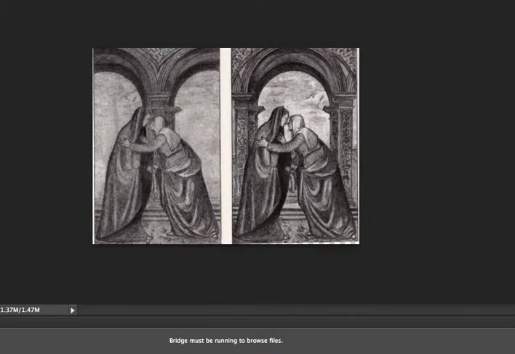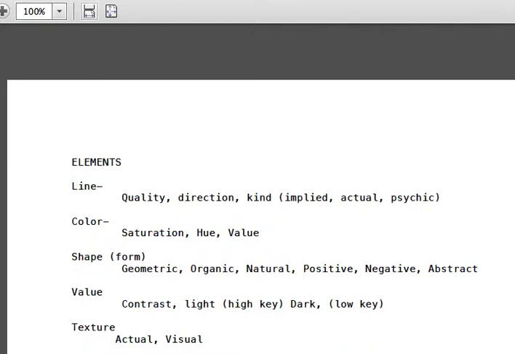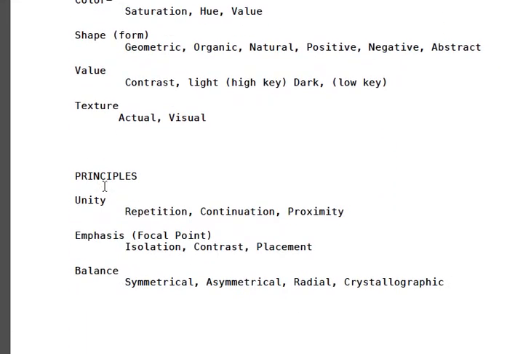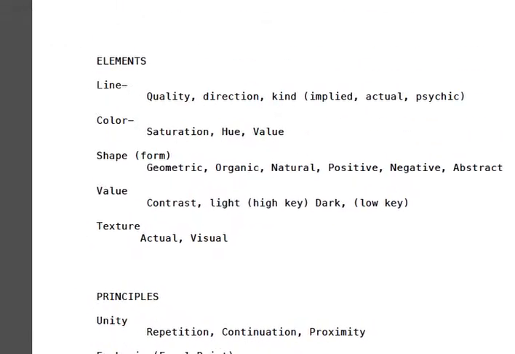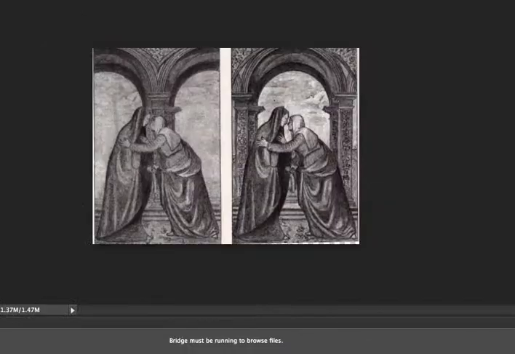And if we went back again to our terms, how do we create things like focal point? Well, isolation, contrast, and placement. And I submit to you at this time that probably in this composition, it's a little of all of them.